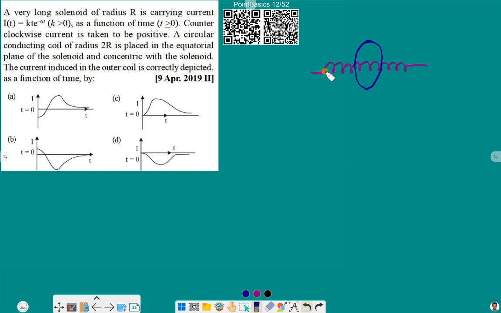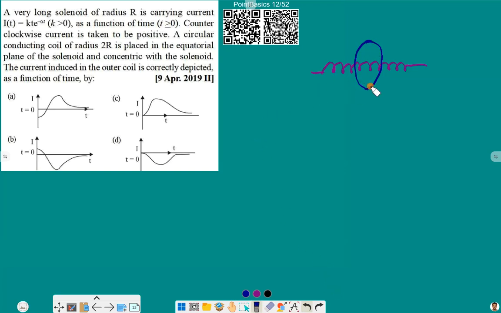And current is flowing in the solenoid, so the solenoid will be producing a magnetic field here. And due to that magnetic field, there will be a flux within the coil, and due to that change in flux, there will be an induced EMF in the coil, or induced current in the coil. So we have to find out the relationship for that current.